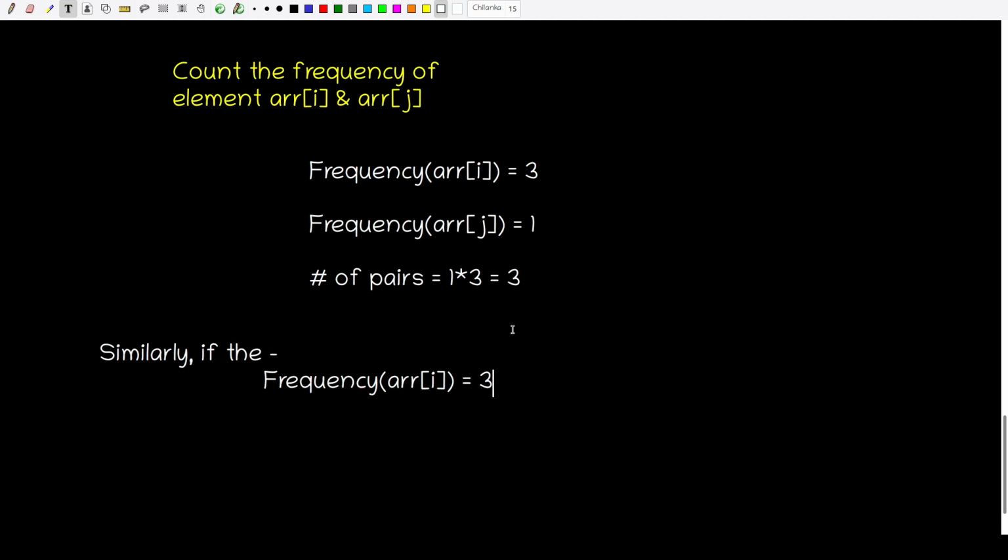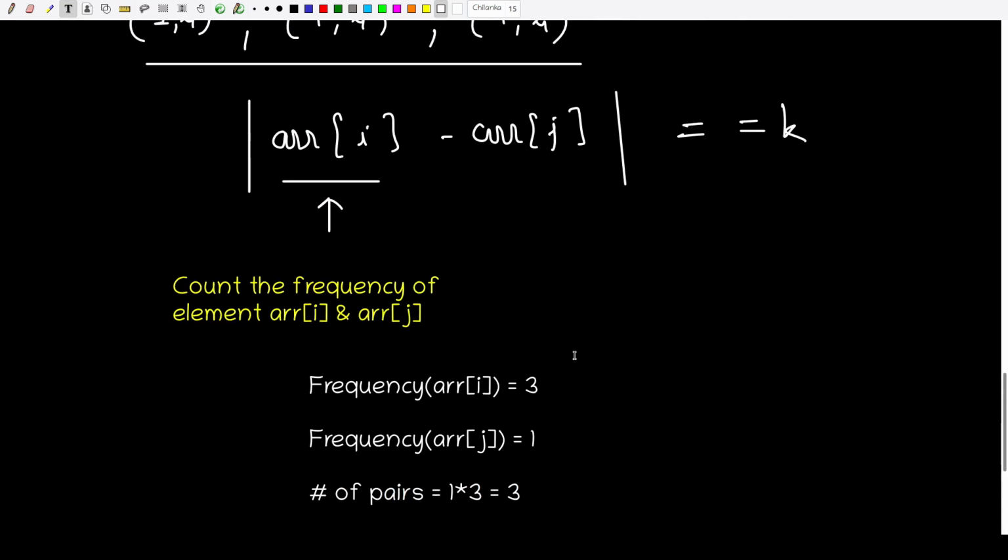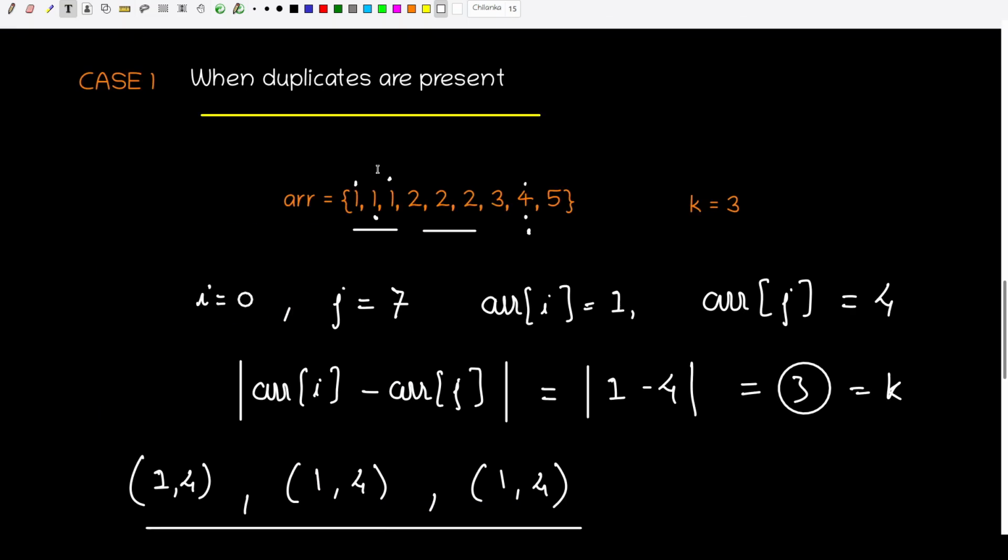Similarly, let us assume that the frequency of element arr[i] is 3 and the frequency of element arr[j] is 4. In such a case, the number of pairs will be 3 into 4, which is equal to 12.